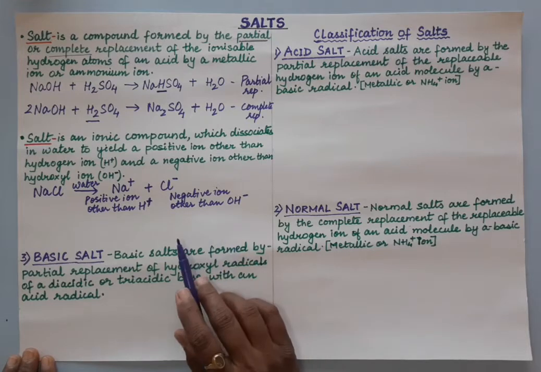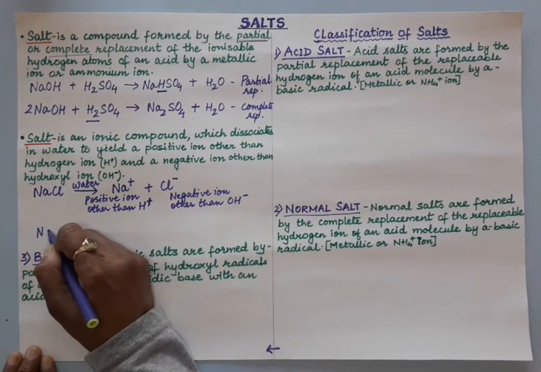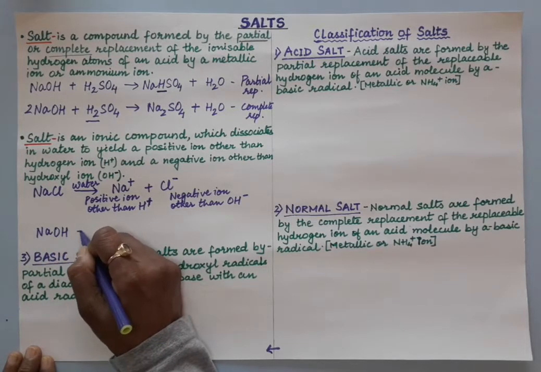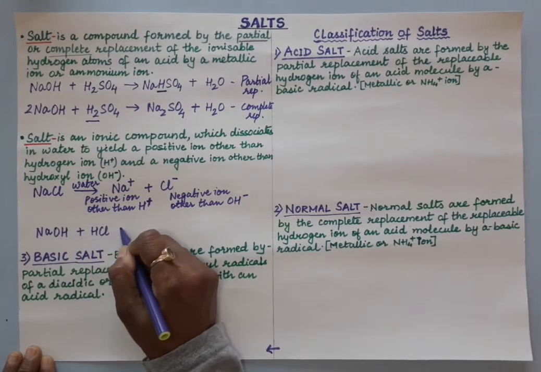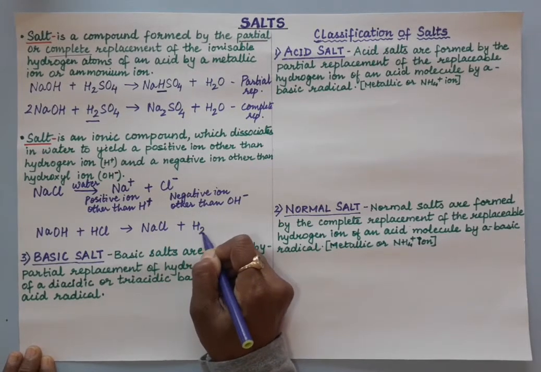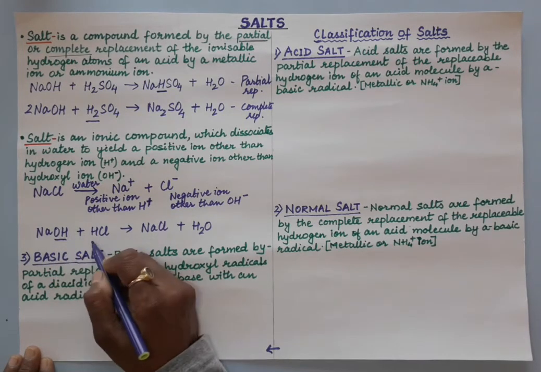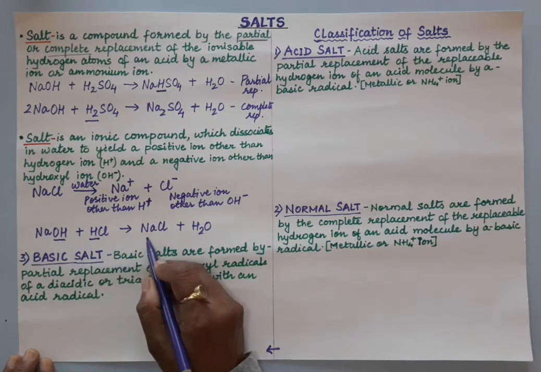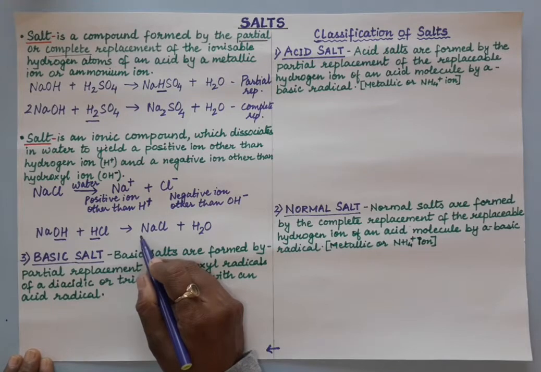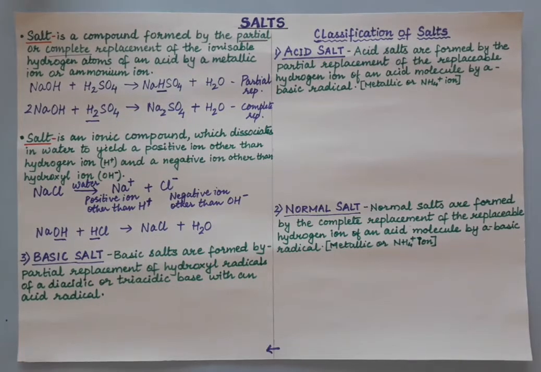So it is prepared by neutralizing NaOH with an acid. That example also you can take. NaOH plus HCl gives you NaCl plus water. So here you are not getting OH minus ion and you are not getting H plus ion. So you are getting a normal salt, NaCl. So this is the second definition of salt.